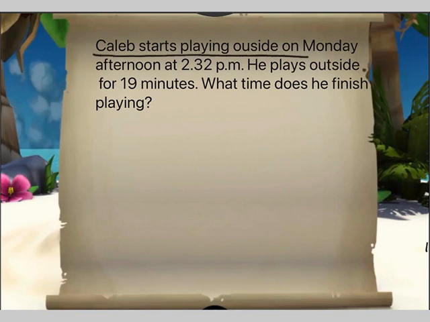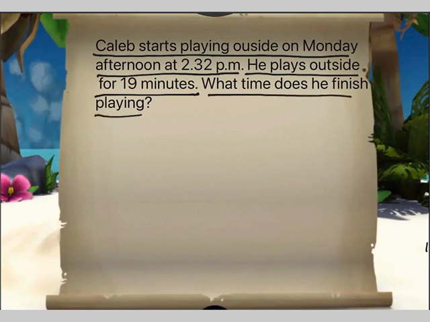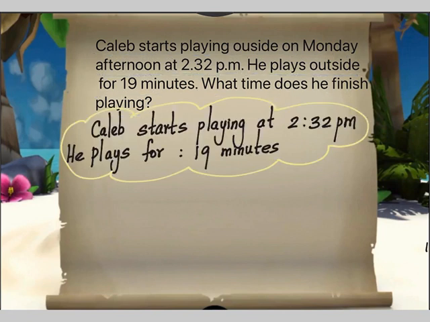Caleb starts playing outside on Monday afternoon at 2:32 p.m. He plays outside for 19 minutes. What time does he finish playing? Now let us see the information which is already given in the question. We know that Caleb starts playing at 2:32 p.m. That is the first information that we got from the question. And then we also know that he played for 19 minutes.